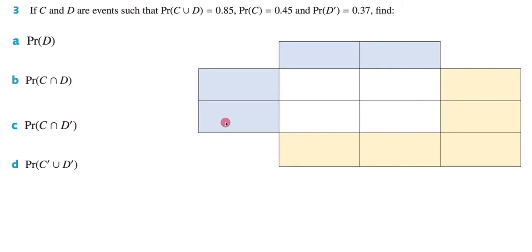Alright, so we are doing exercise 9E, and this is question 3. It reads as follows. If C and D are events such that the probability of C union D equals 0.85, and the probability of C equals 0.45, and the probability of the complement of D equals 0.37, find the following probabilities. So before we launch into answering these, let's begin by filling out our table.